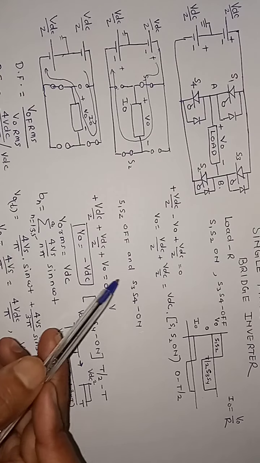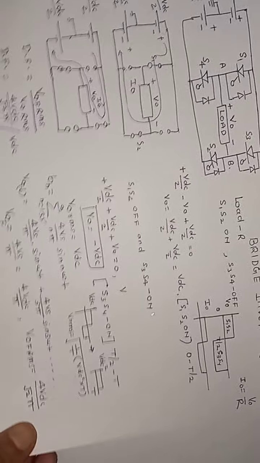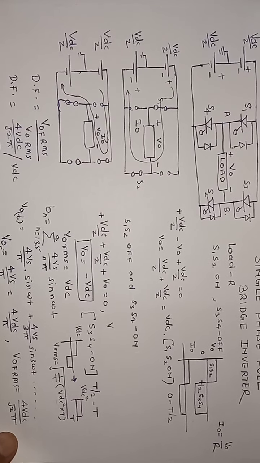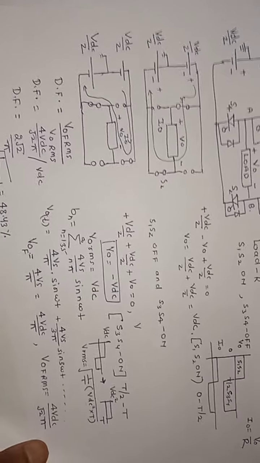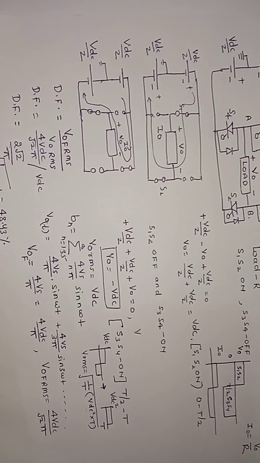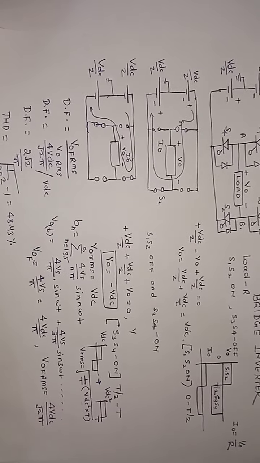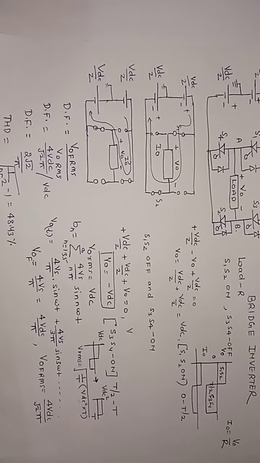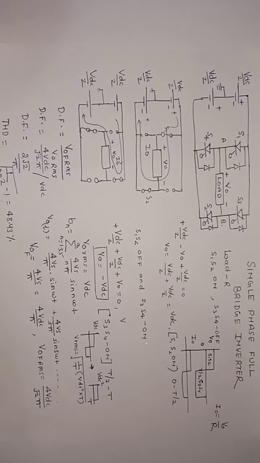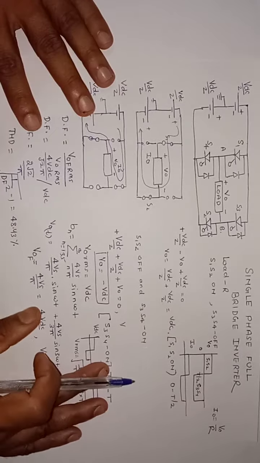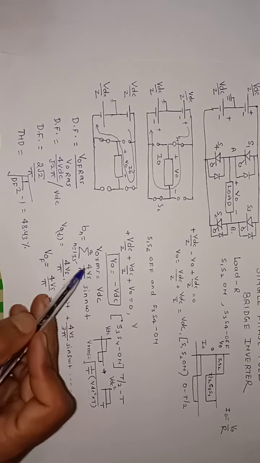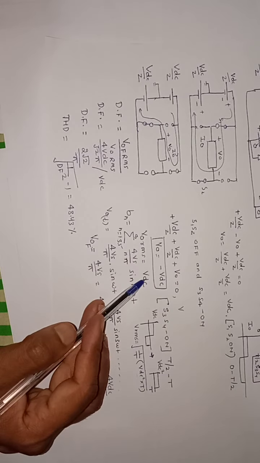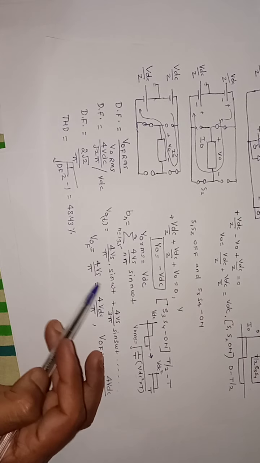The main thing is that in this type of single phase full bridge inverter, the output voltage is twice. In the case of the single phase half bridge inverter we get VDC by 2, but in the case of the single phase full bridge inverter we get VDC. This is the advantage of the single phase full bridge inverter. Here the RMS value and the peak value are both double.